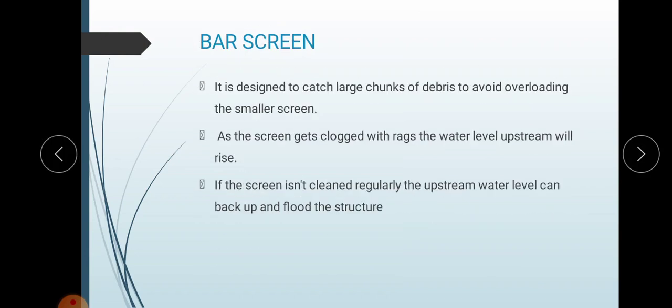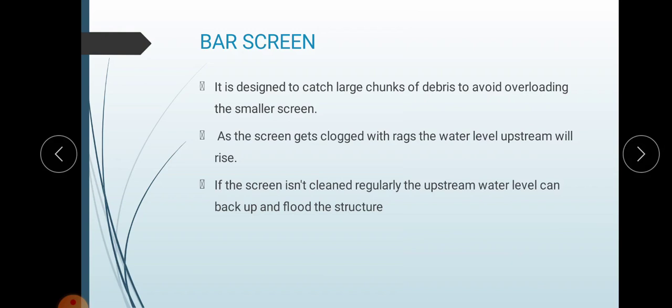This bar screen is designed to catch large chunks of debris in order to avoid overloading the smaller screens. Okay, so that is the main purpose. So in addition to the smaller screen, we are also placing this bar screen if there are larger sized chunks.